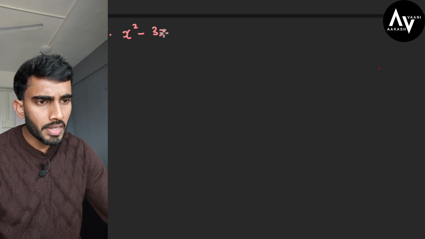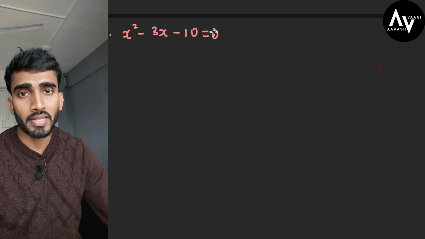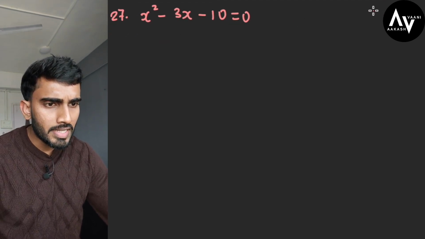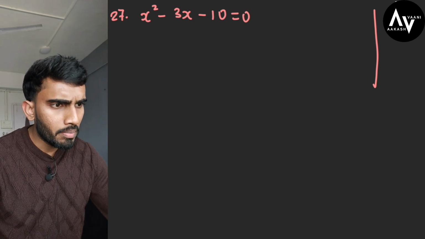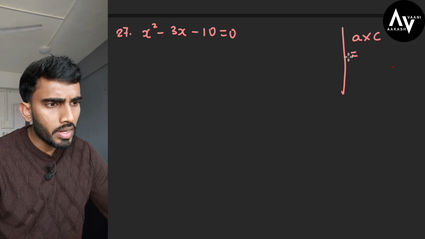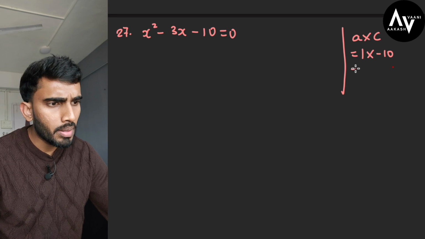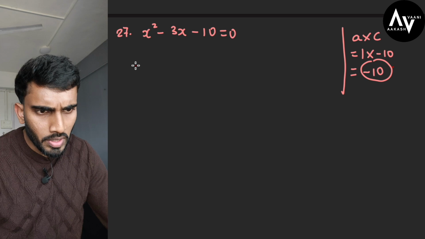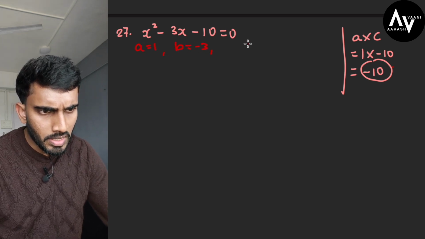So we are given the quadratic equation x square minus 3x minus 10 is equal to 0, and we have to find out the roots by the method of factorization. First we will multiply in rough a and c as we did in question number 25. So I am multiplying here a into c. My a here is 1 and c is minus 10. That means I got the product minus 10. Let me first write down the values of a, b and c. So a is 1, b is minus 3, and c is minus 10.